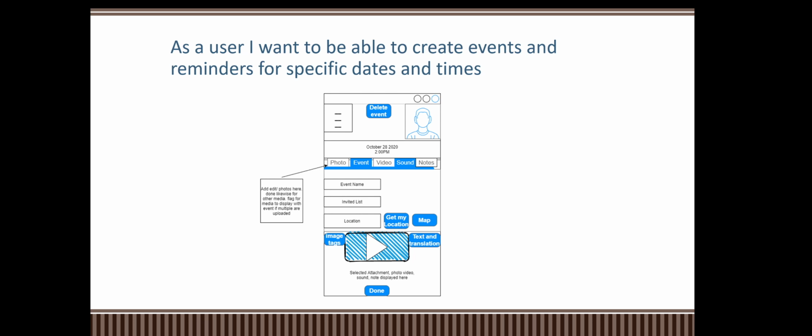As a user, I want to be able to create events and reminders for specific dates and times. Kind of the core of the app is being able to create events. So again, we're going to have kind of an events page where you can view all the information on an event, attach photos, videos, notes. You can get your location, you can change the name, you can invite people, you can change the time, etc., delete it, whatever you need to do.